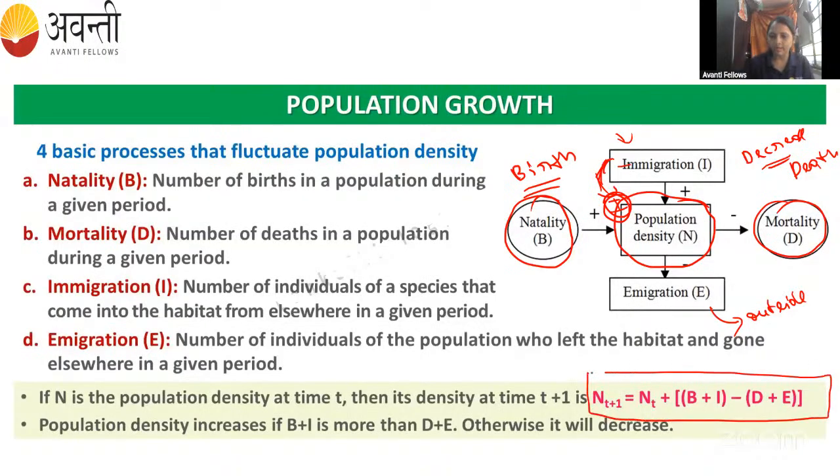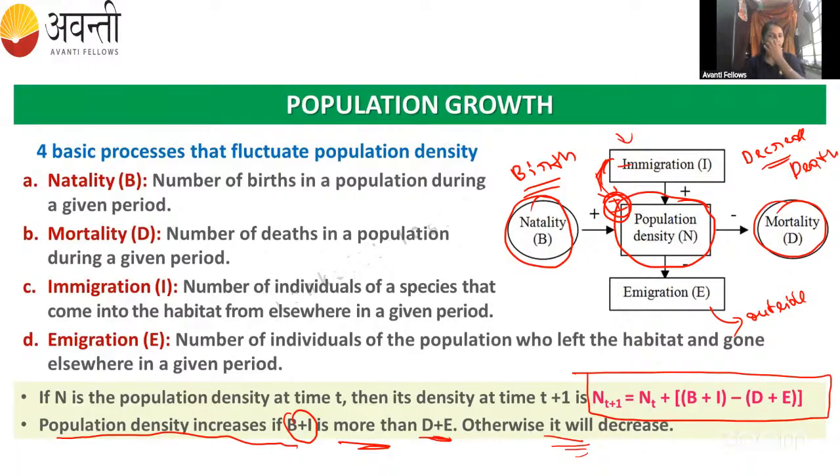This equation is very, very important for the calculation. Kindly make a note of that. N(t+1) = N(t) + B + I - D + E, that is, birth plus immigration minus death plus emigration. The population density will be increased if the birth rate and immigration are more than the death and emigration rate. Otherwise it will be decreased. The equation is very important.